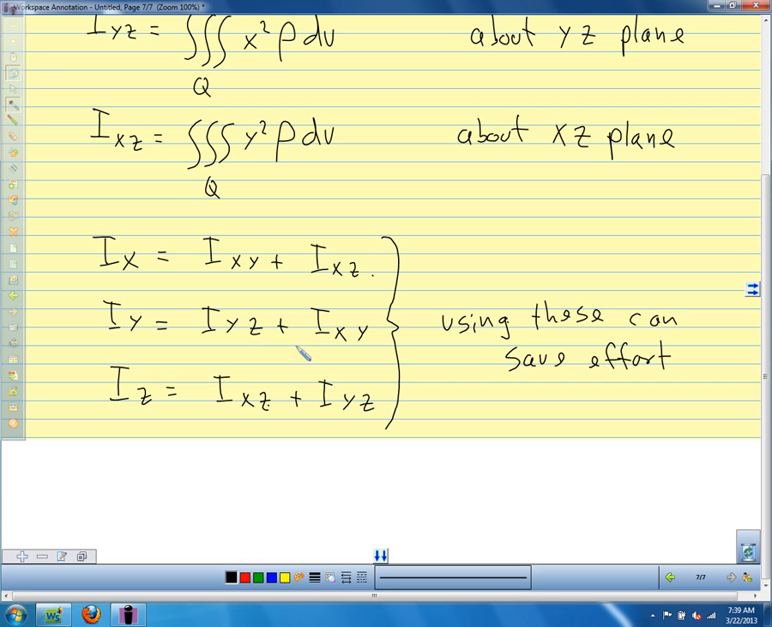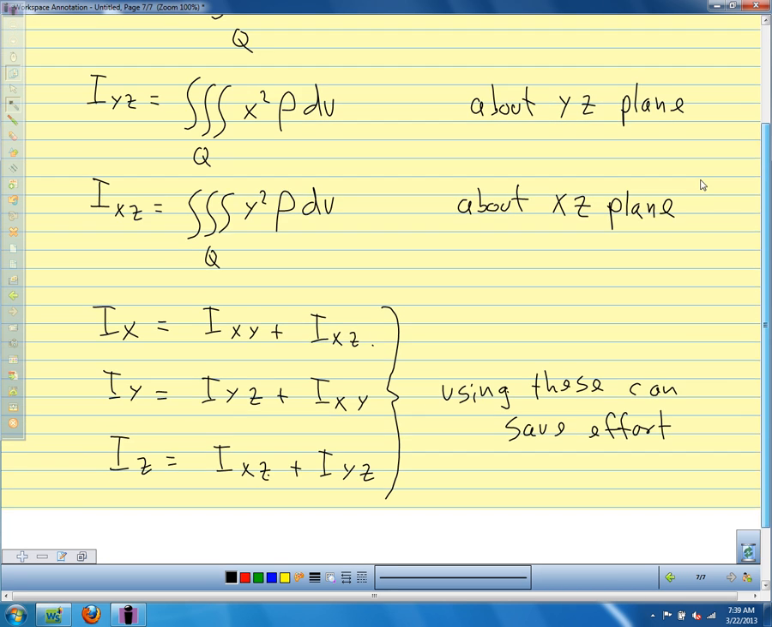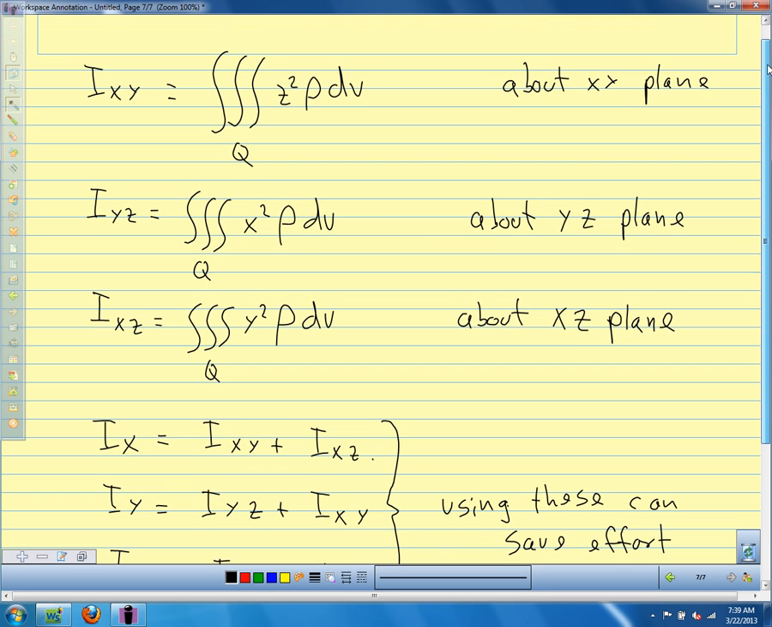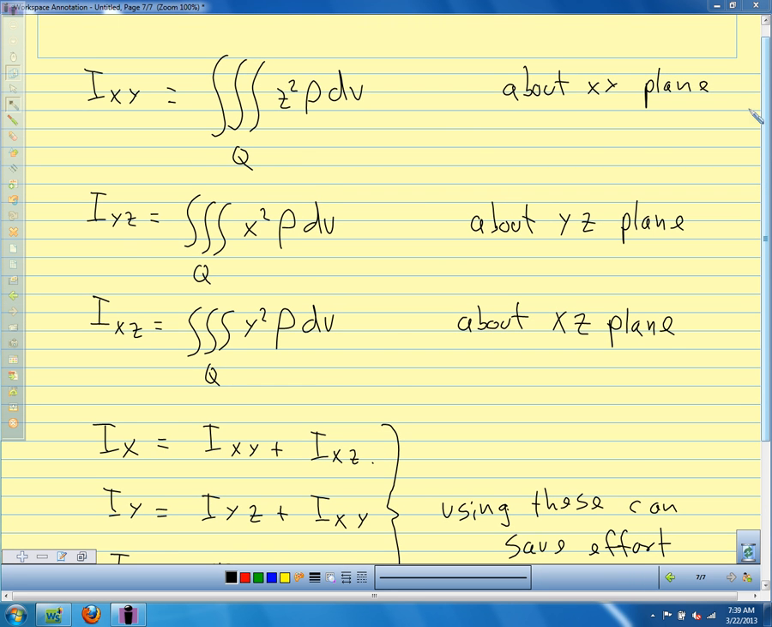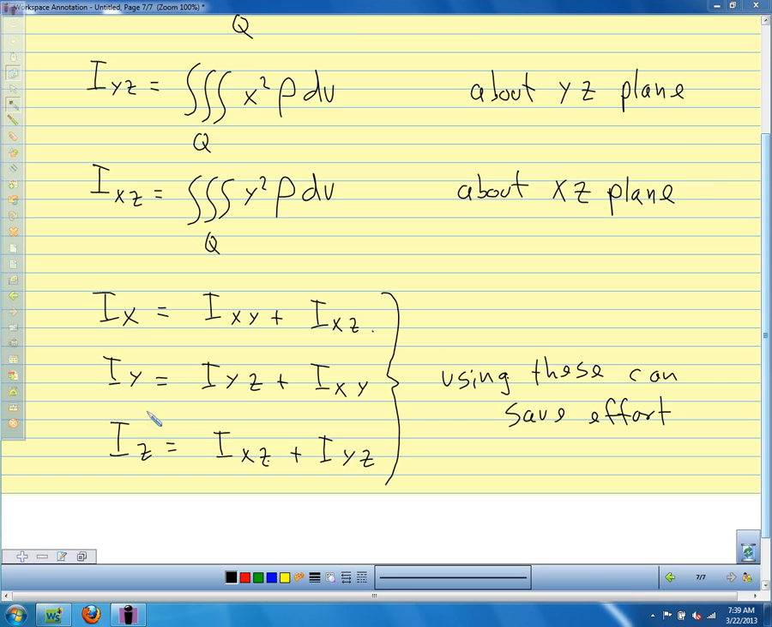So using these to calculate can save you some effort. So if you calculate these three and then form your sums, it can be easier than calculating these directly. So questions on all of these setups?